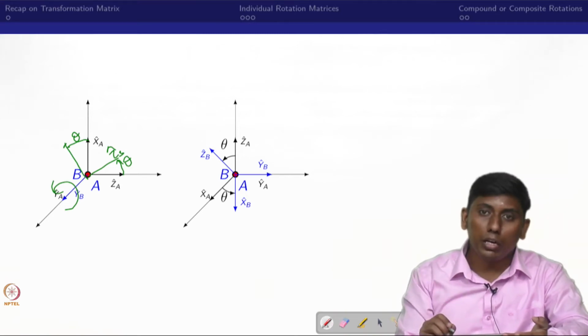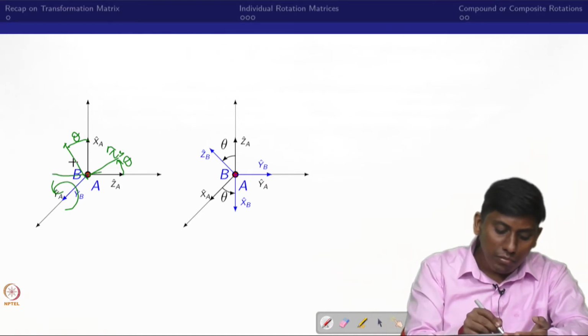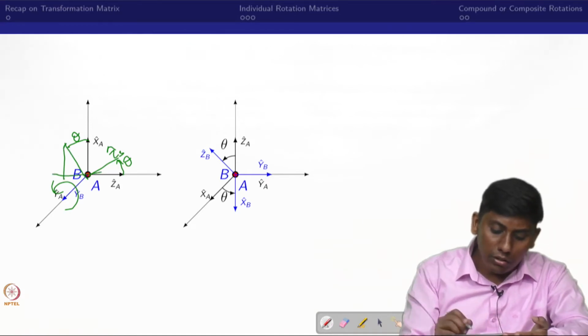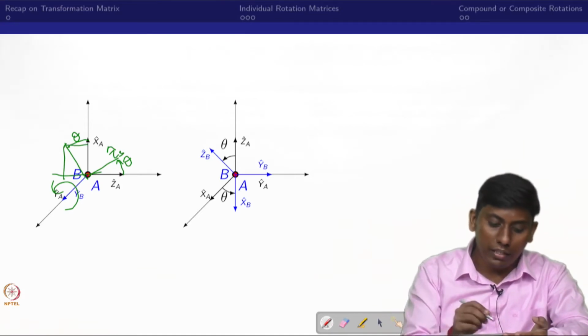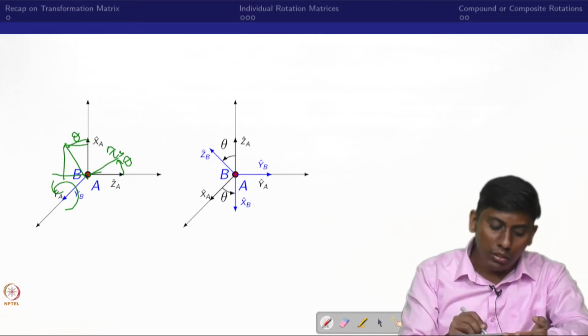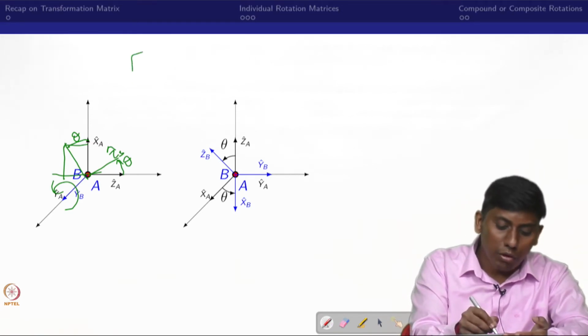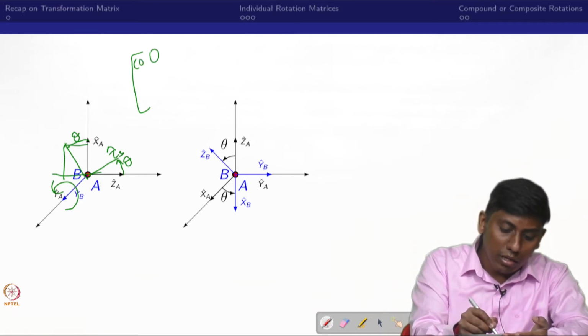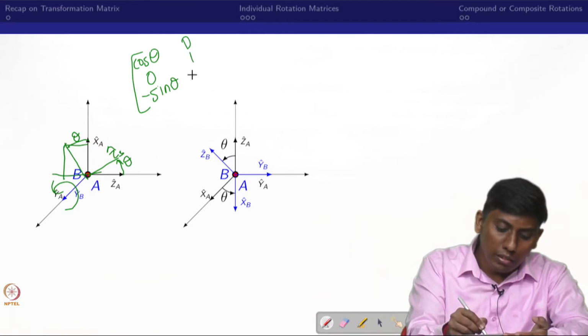Now, the same way, you can project it. The XB unit vector projected on XA would be cos theta, on YA cap that would be 0, and on the ZA cap that would be minus sin theta. So the first column will be cos theta, 0, minus sin theta. Similarly, YB projected on the A frame would be 0, 1, 0, because it coincides.